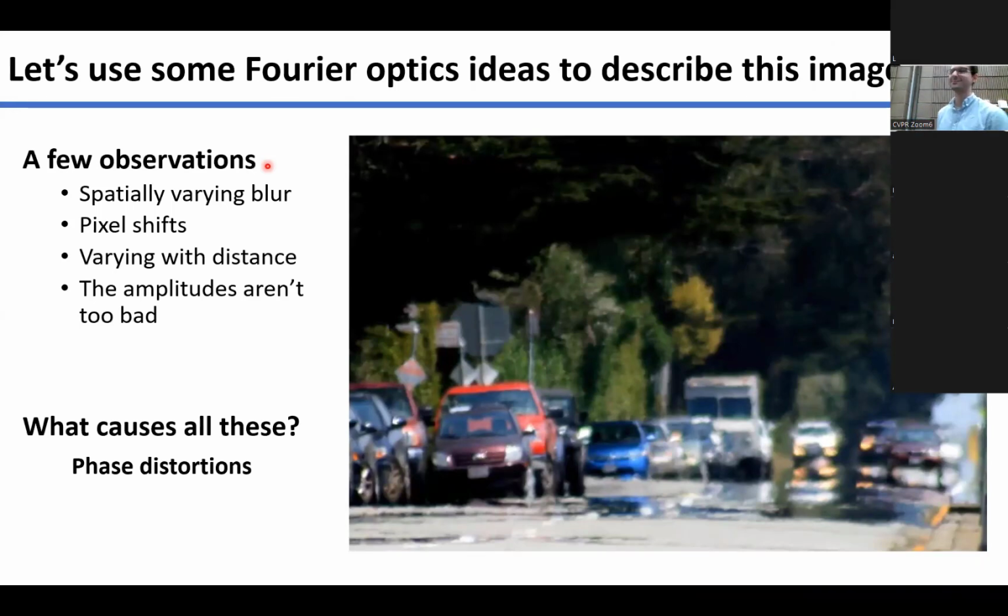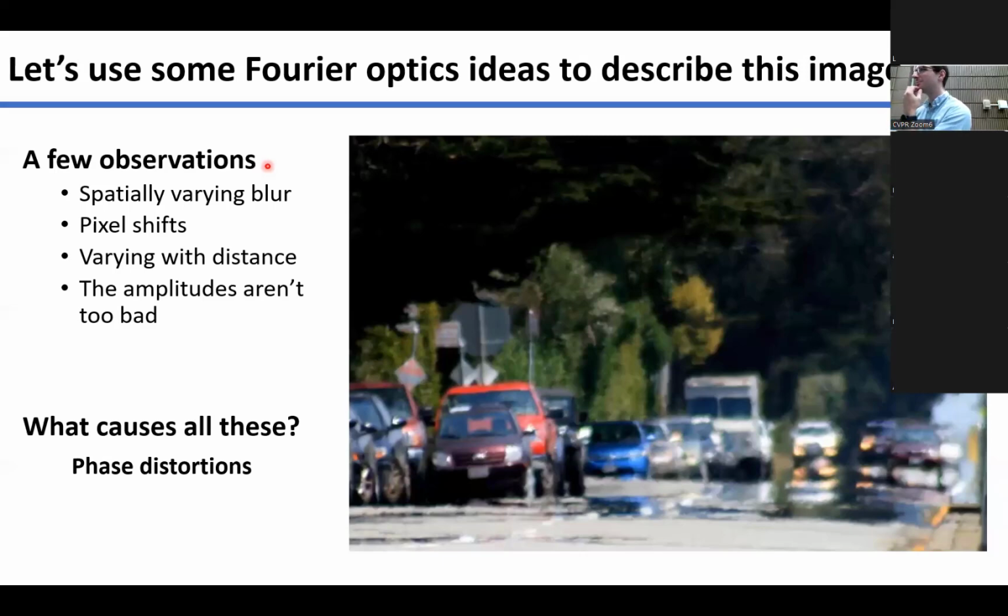So let's use some Fourier optics to describe this image. I'm looking at this turbulent image, and what do I see here? For one, I see spatially varying blur. In some places it's blurrier than others. I see some pixel shifting. What do I mean by that? Basically, straight lines are no longer straight. They're kind of squiggly. It's varying with distance. That's not going to be too important for now, but it's something I noticed.